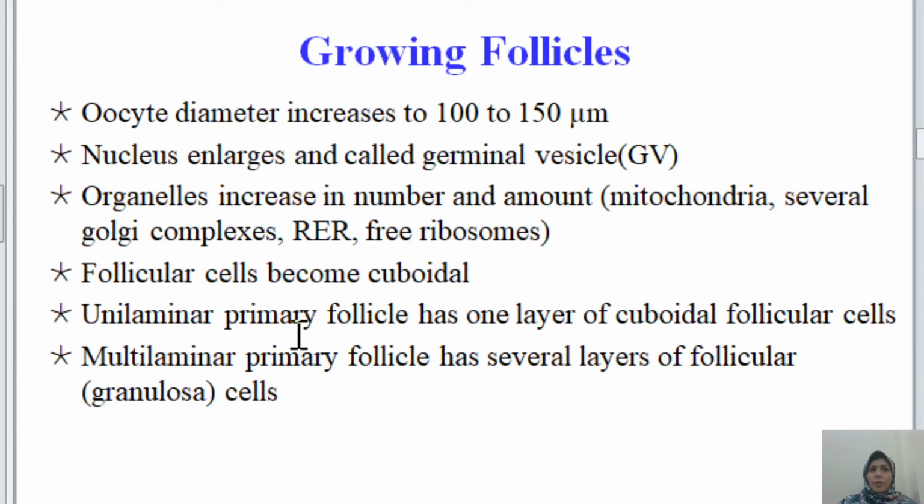What are growing follicles? In growing follicles, the oocyte diameter increases to 100 to 150 micrometers, or we can say the average is about 120 micrometers. In this stage, the nucleus enlarges and is called the germinal vesicle. Also, organelles increase in number and amount, including mitochondria, several Golgi complexes, and also rough endoplasmic reticulum and free ribosomes. Follicular cells become cuboidal. Unilaminar primary follicles have one layer of cuboidal follicle cells, and multilaminar primary follicles have several layers of follicle or granulosa cells.